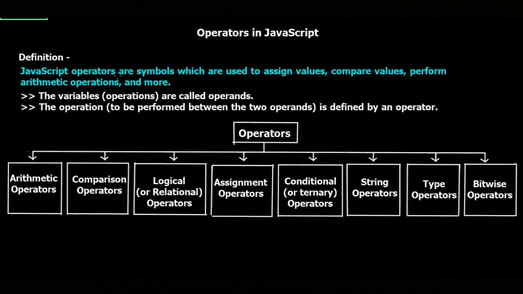So starting off, JavaScript operators are symbols which are used to assign values, compare values, perform arithmetic operations and more. So essentially these are symbols, okay? Symbols means plus, minus, less than equal to, greater than equal to and whatnot. Now the variables are called operands and the operation to be performed is defined by an operator.